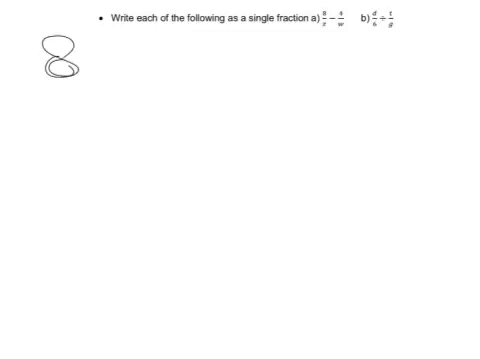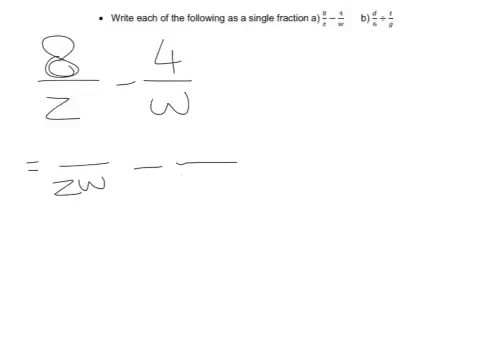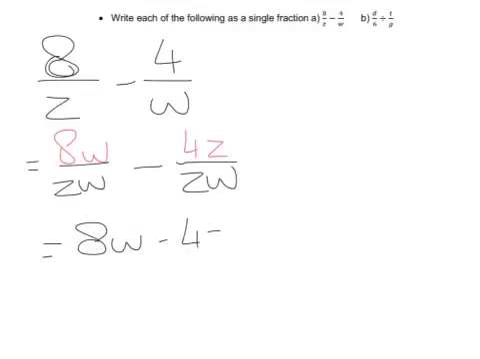8 over z minus 4 over w, and again we want that common denominator, so we've got zw. And then I've multiplied by w on the first fraction, so I'm going to have 8w on the top. And I've multiplied by z on the second fraction, so I'm going to have 4z on the top. And that's giving me a final answer of 8w minus 4z all over zw, or wz. Either way around is perfectly acceptable.